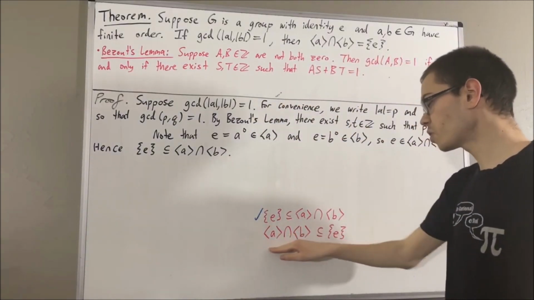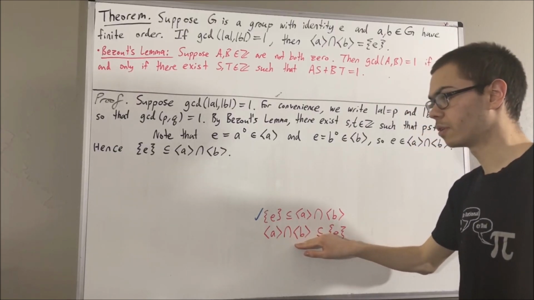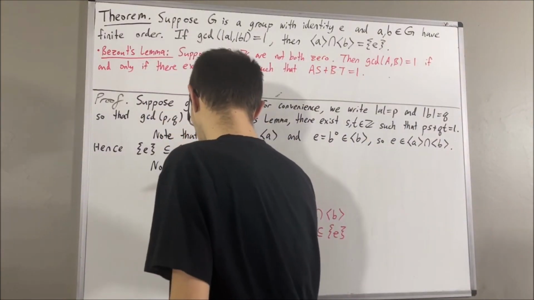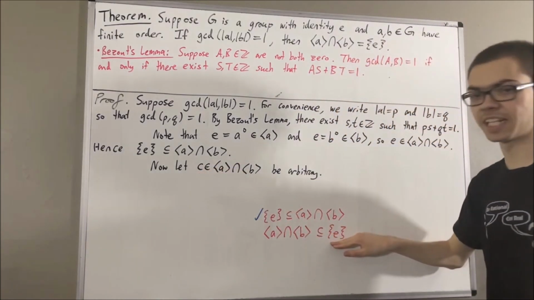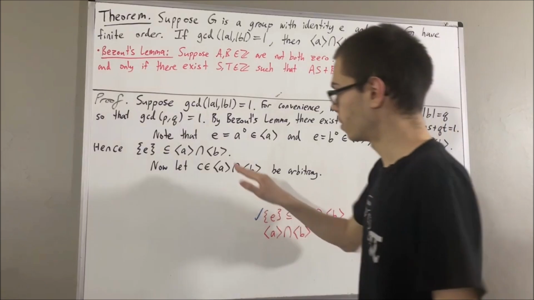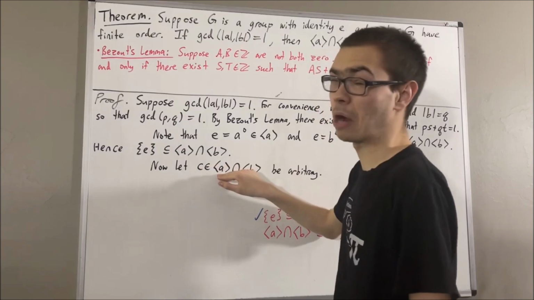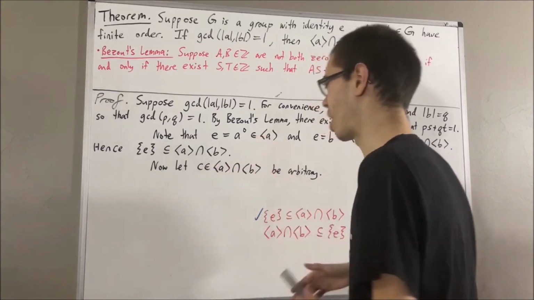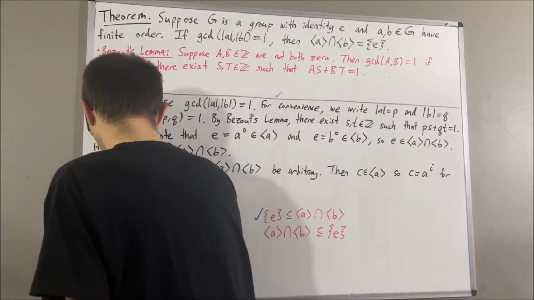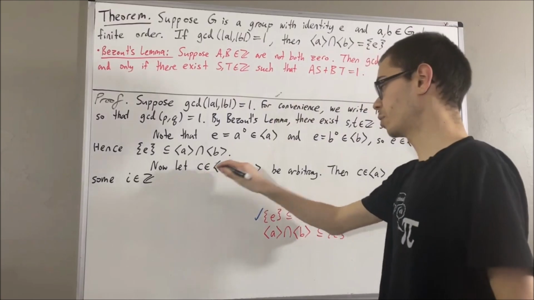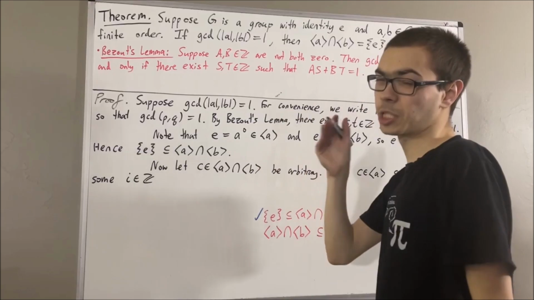To do that, let's give ourselves an arbitrary element of the intersection of the group generated by a and the group generated by b. I'll call that element c. From here, we want to show that c is the identity element. Now, we know that c is an element of the group generated by a, so this means c must be equal to a to the power of some integer. I'll call that integer i. And also, c is an element of the group generated by b, so c must be equal to b to the power of some integer. I'll call that integer j.